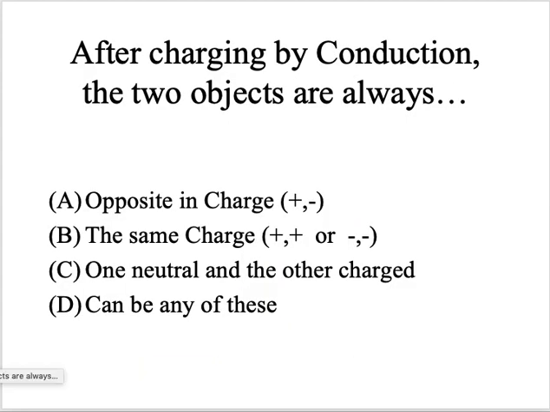After charging by conduction, the two objects are always... So what's going to happen if you bring these two objects into contact? Even if both objects have excesses of charge, they're going to make a common pool of charge, right? And if one was positive and one was negative, they'll cancel out to a certain extent. But whichever one there was more of will then spread out over both objects. So at the end of the day, both objects will be, letter B, the same charge. They'll either both be positive or both be negative, because when you leave them in contact, charges will transfer back and forth until they even out, right? And if they're not both neutral, then whatever the excess charge is will spread out on both objects.